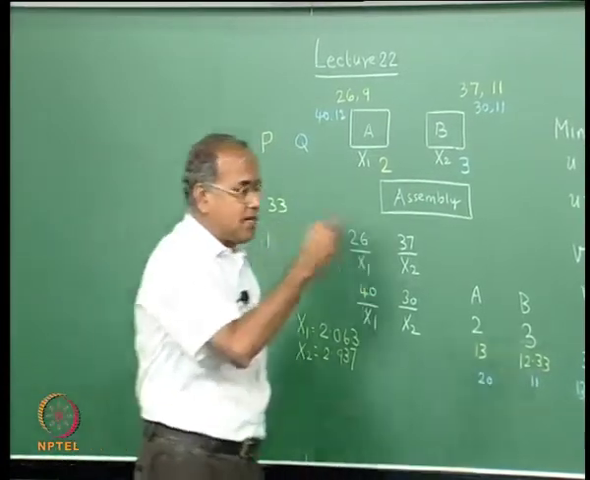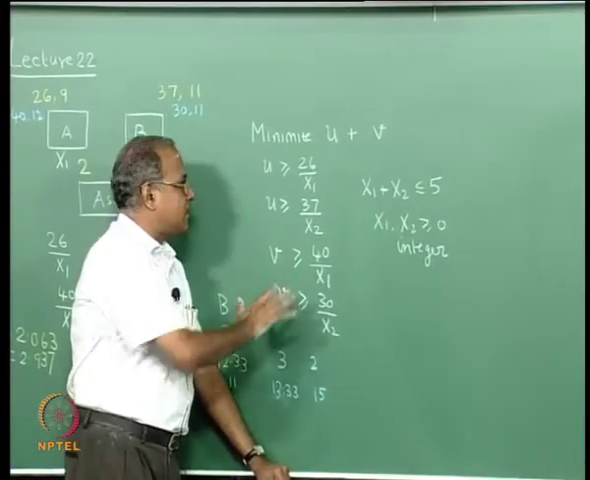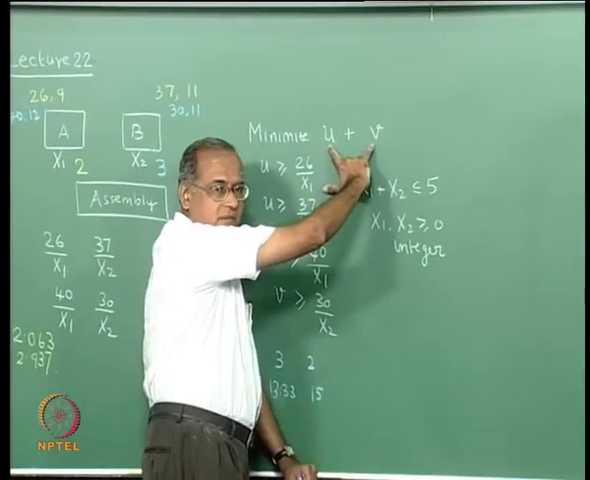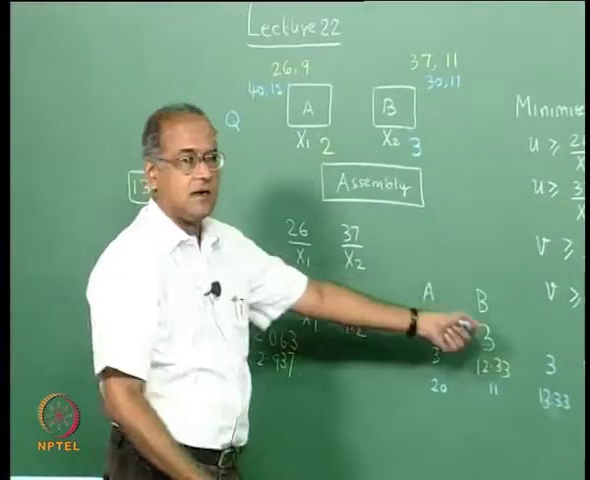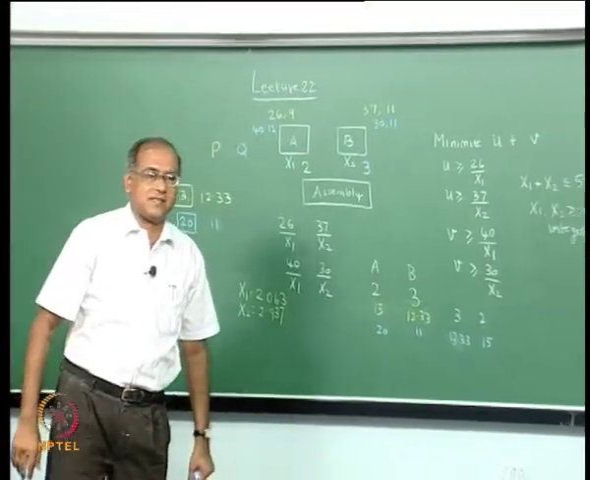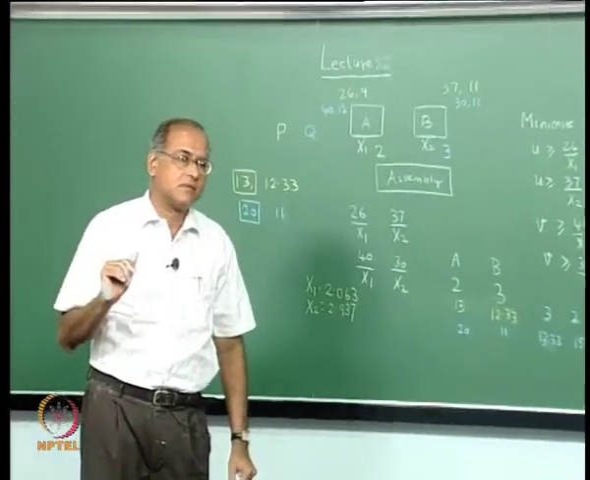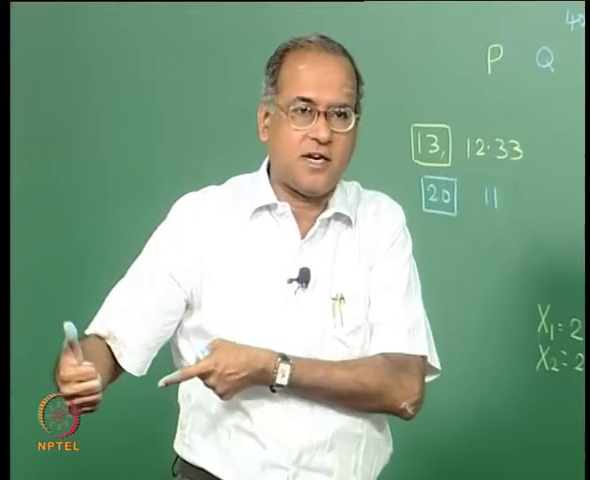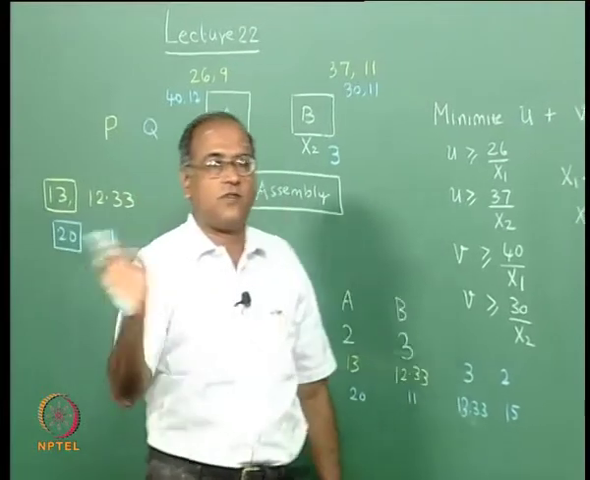So, when we actually do multiple products, this needs a certain relook. The reason this needs a certain relook is because we are making this little assumption of u plus v. Because we did u plus v, it gave us a solution with 2.063 and 2.937. When we actually have multiple products, we have to do it product wise and not do it together. And then depending on the solution that we have, for example, we may have 2 and 3 for the first product and 3 and 2 for the second product.